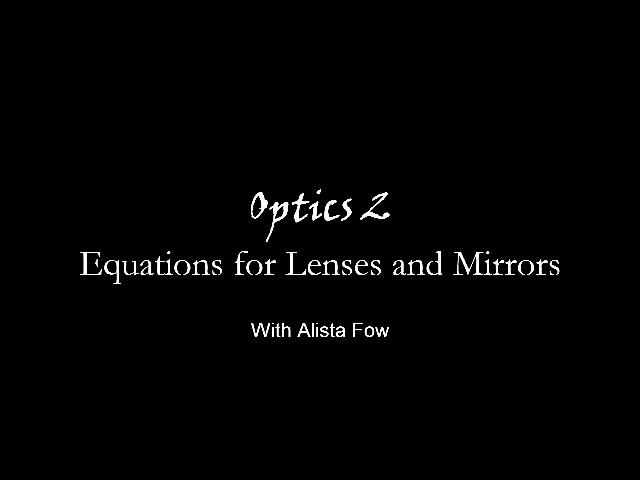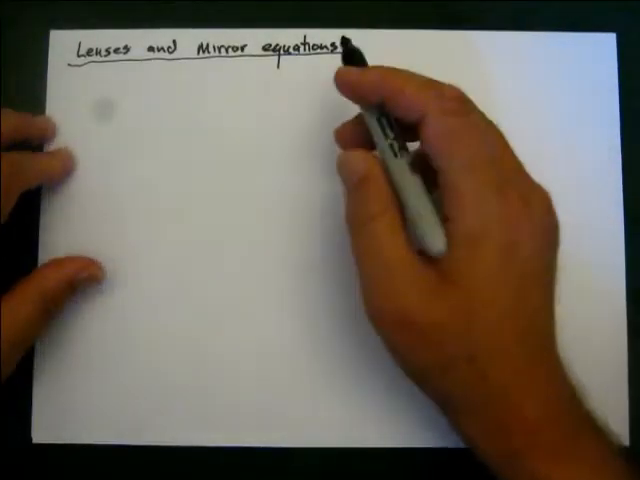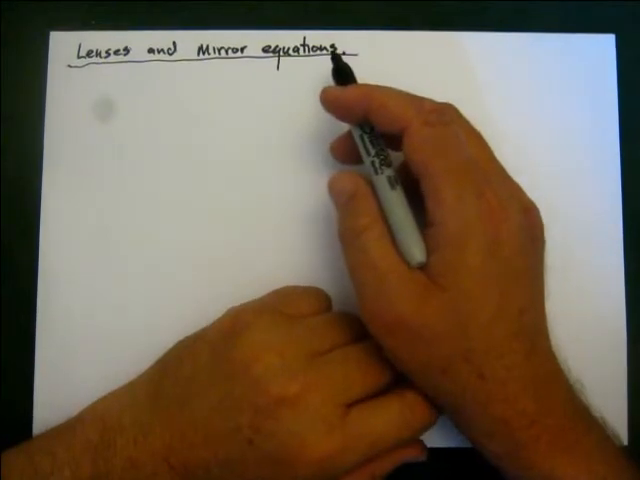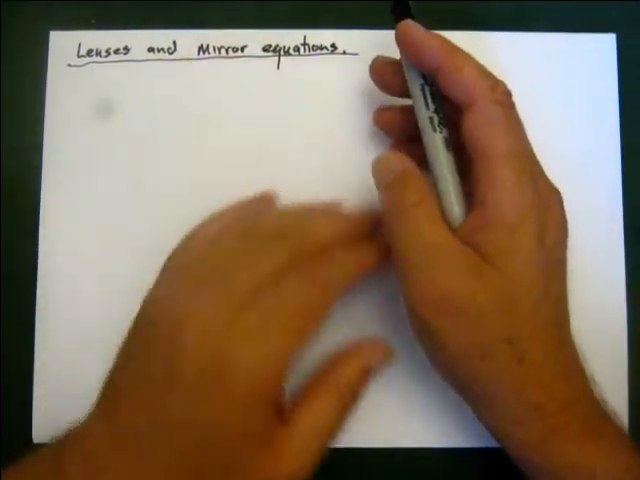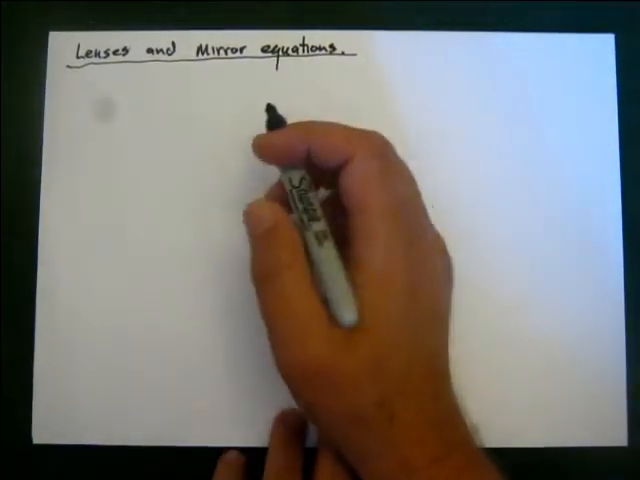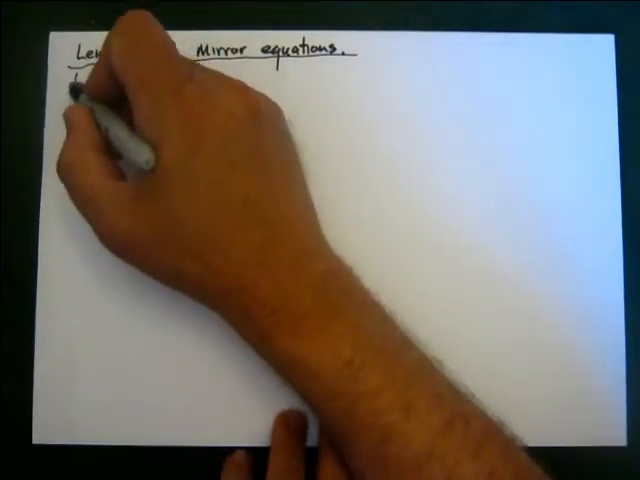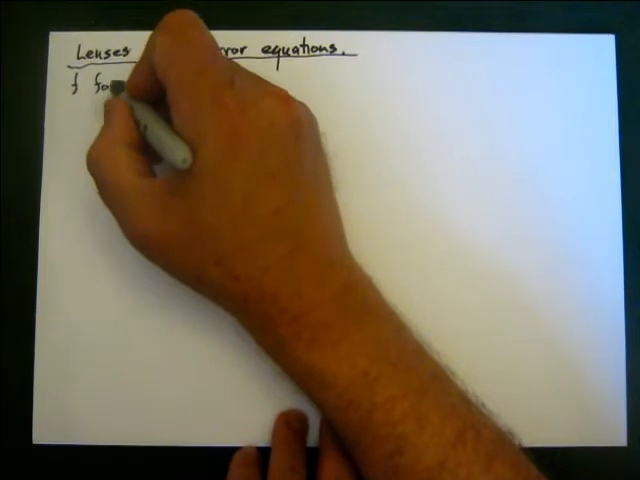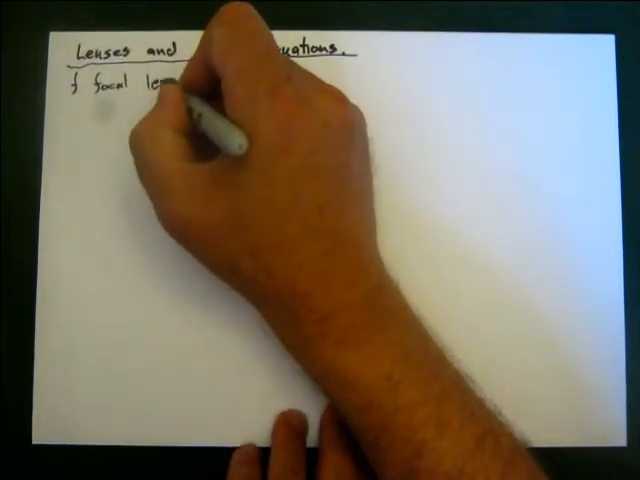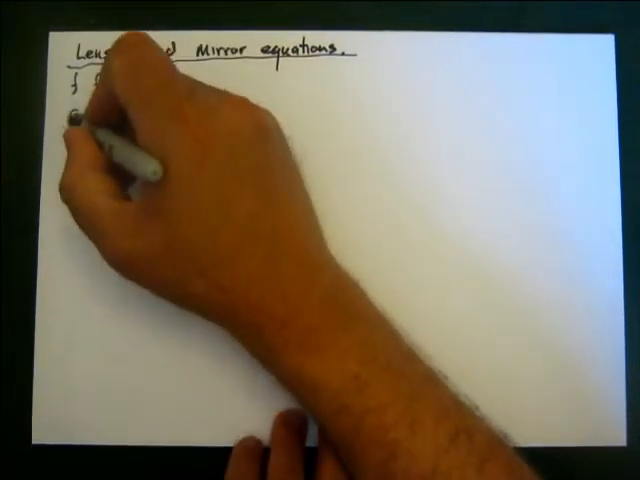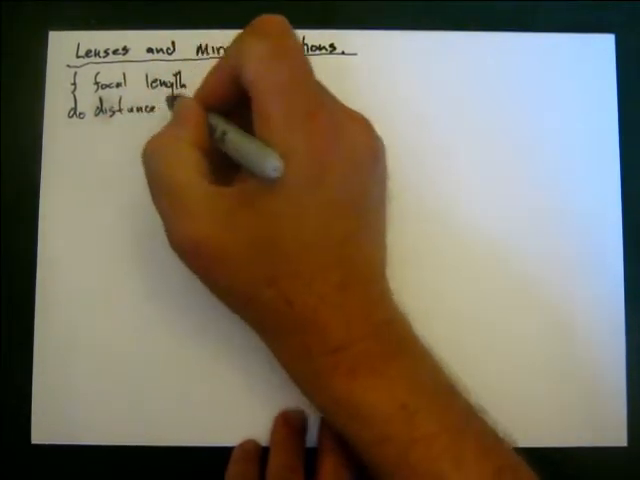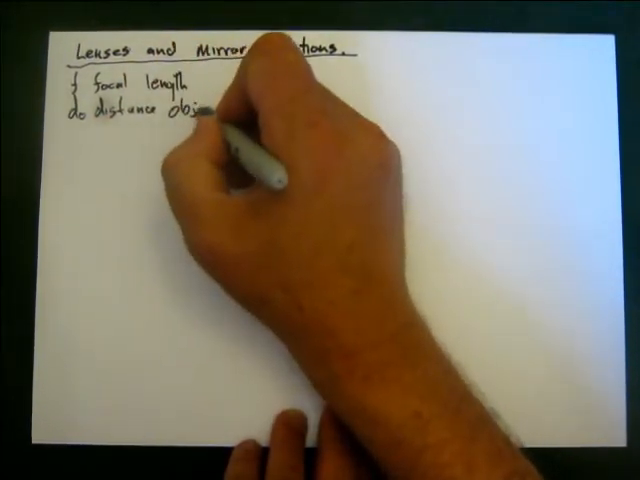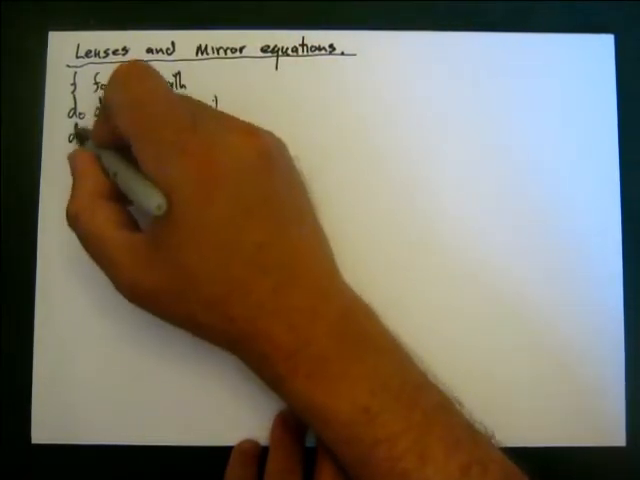Let's talk equations. When we're doing mirrors and things, one of the things we can do is ray diagrams, and we can actually measure a whole lot of distances. When we're doing ray diagrams, often we want to know the focal length. We want to know the distance to the object, and we want to know the distance of the image.